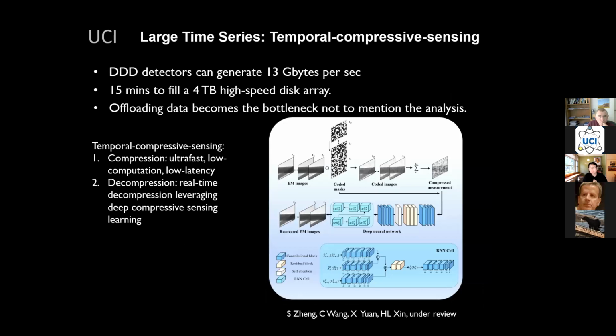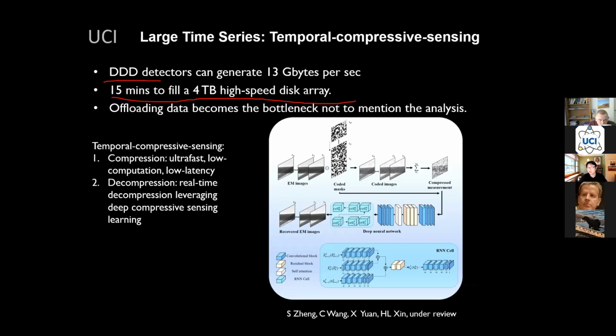All right, so next we talk about big data, right? So in the TEM, we're really generating big data. Some of the detectors, for example, direct detection detectors, can generate 13 gigabytes of data, not bits, per second, right? So in 15 minutes, you're going to fill a 4 terabyte high-speed disk array, right? You might have like 2 terabytes of RAM as a buffer, and it still needs to dump onto a high-speed disk array.